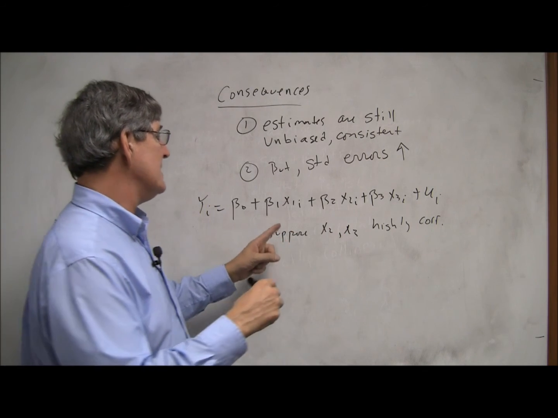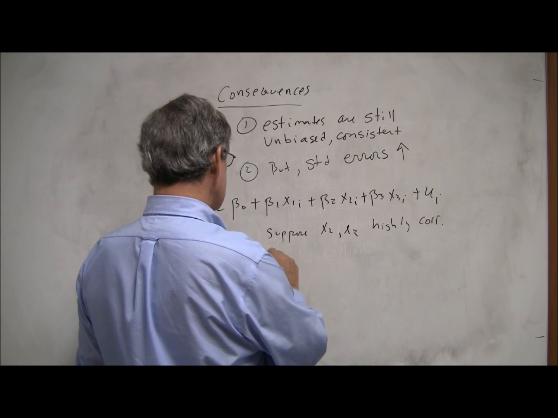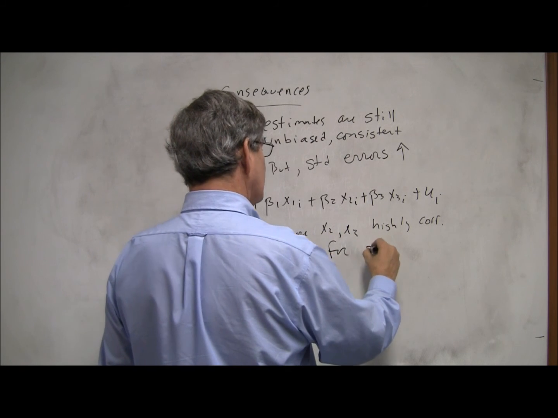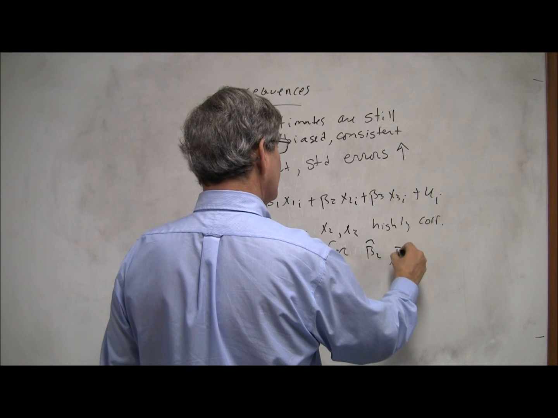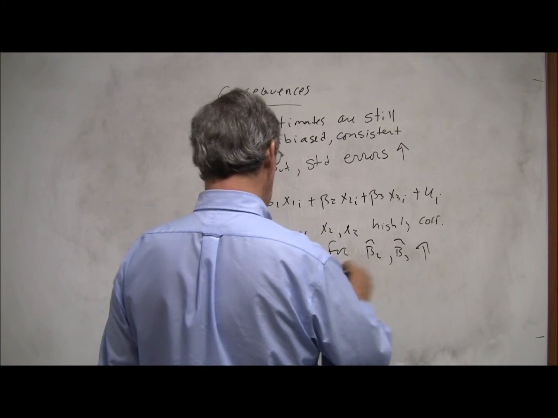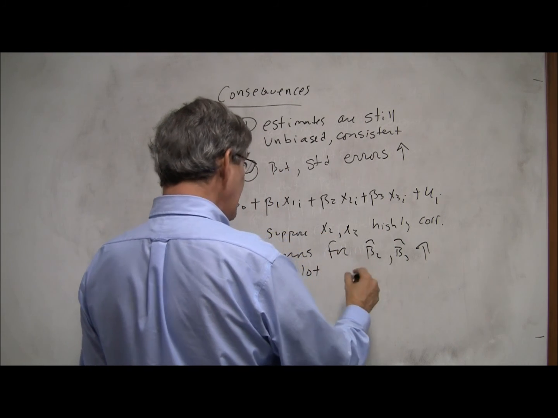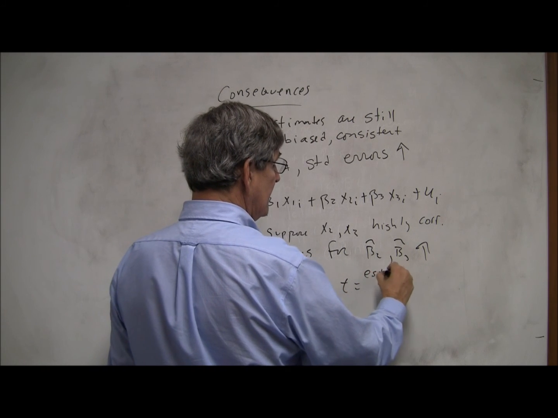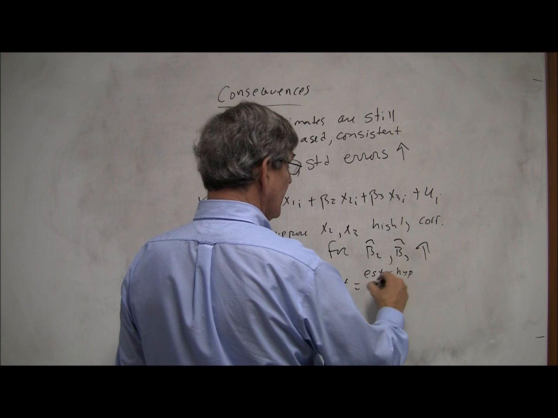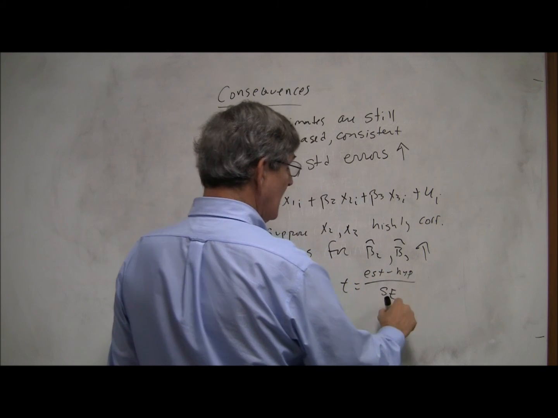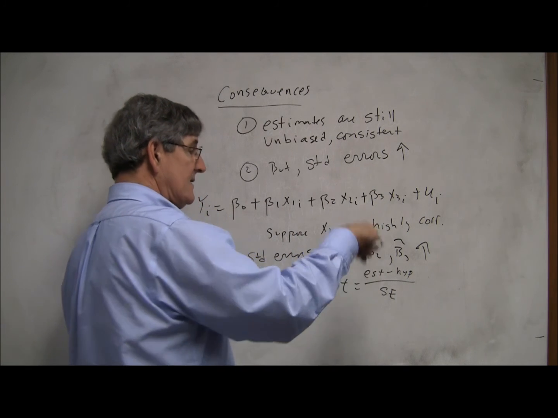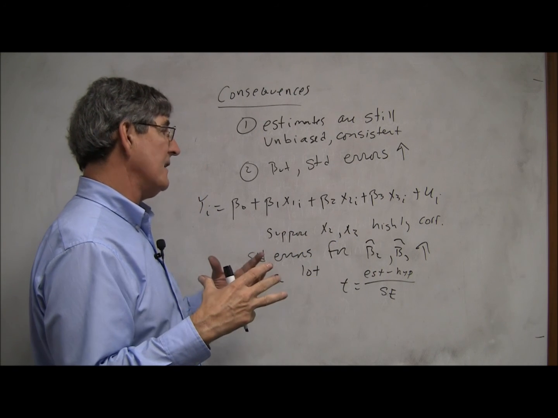And so what happens is the standard errors for beta 2 hat and beta 3 hat will go up a lot. If you think about a t-statistic, where you have the estimated minus the hypothesized over the standard error, when these standard errors go up a lot, which is what happens, your t-statistic goes down, and you're very unlikely to reject.